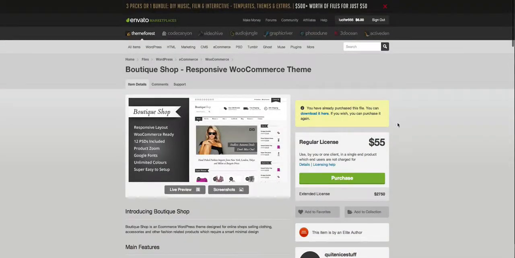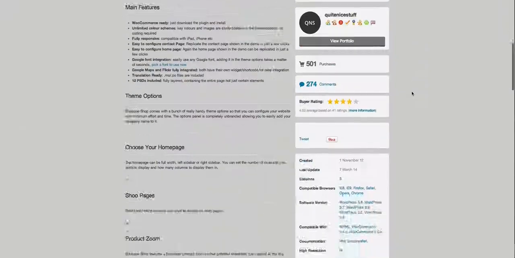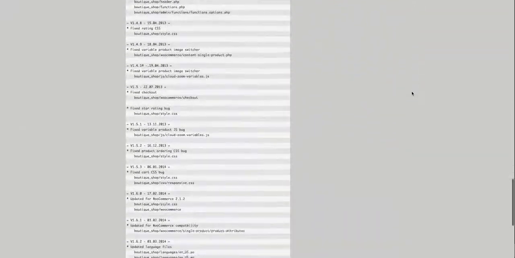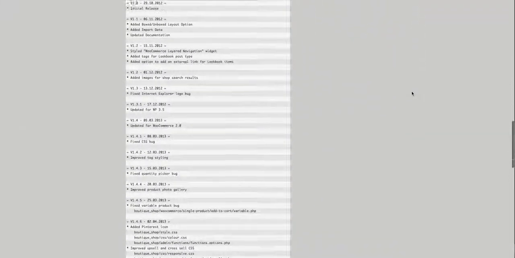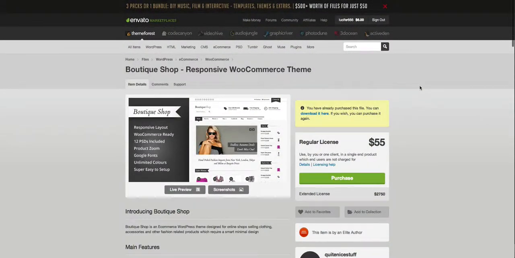He'll get a percentage cut off of that by ThemeForest. But, you know, he's making some good money out of it, so he's going to support it quite well. Okay? So just remember that. Always make sure the theme is well supported and updated on a regular basis.